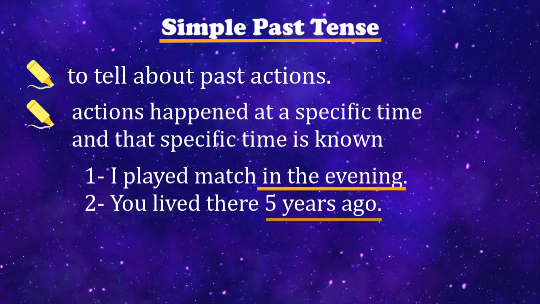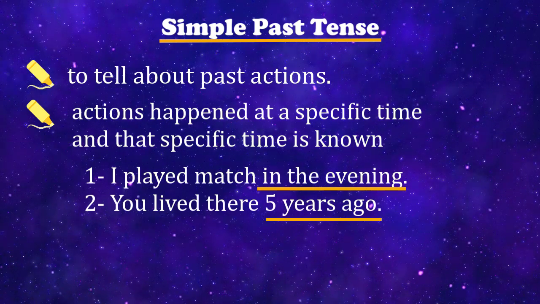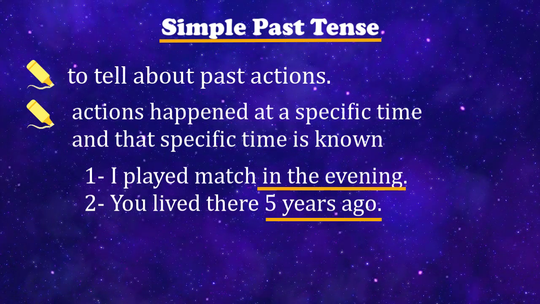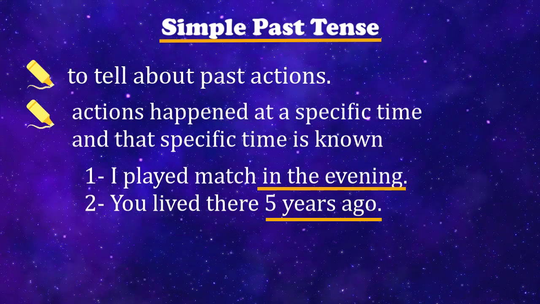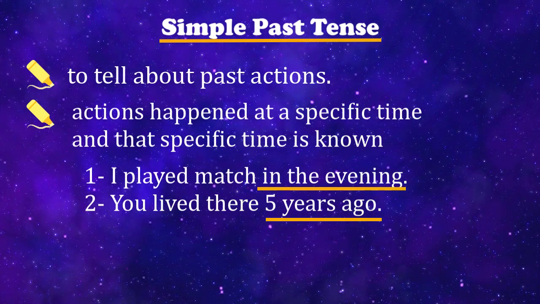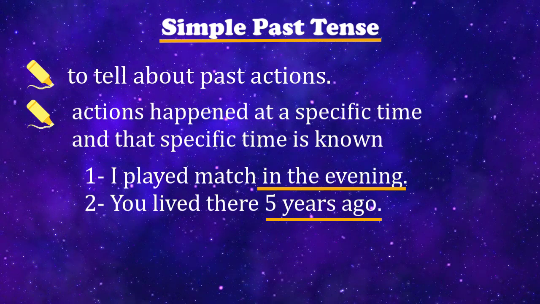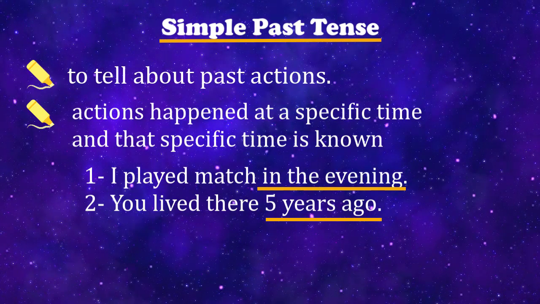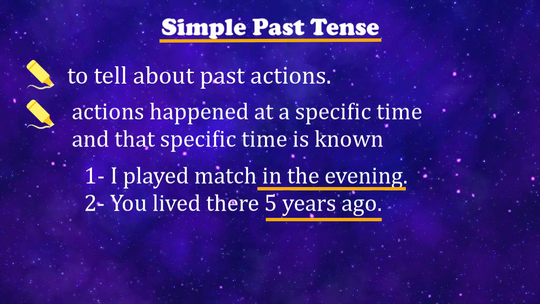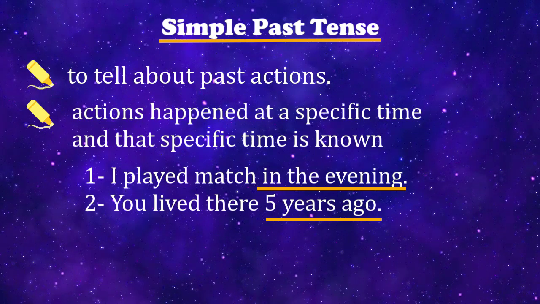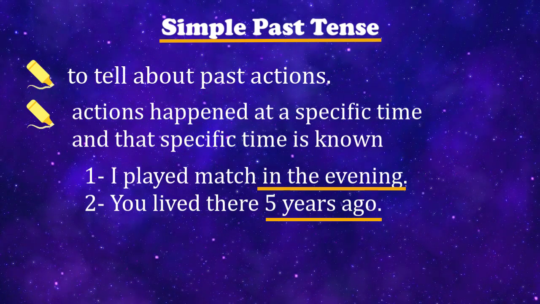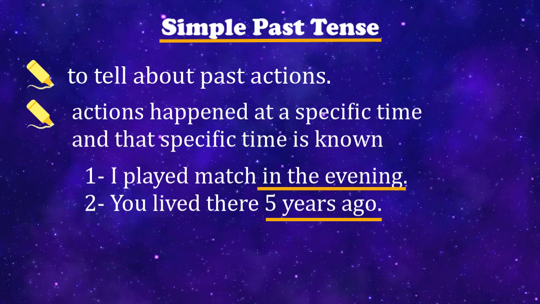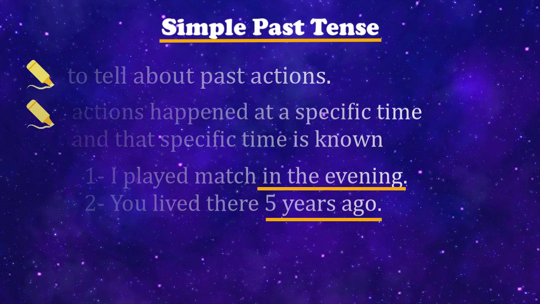Here in these two sentences, in the evening and 5 years ago, both are specific times. So if a specific time is given in the sentence, we always say this in past indefinite tense or simple past tense. Actually, these tenses are for anything that happens before the current time.